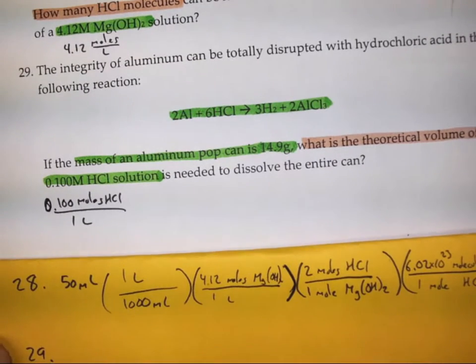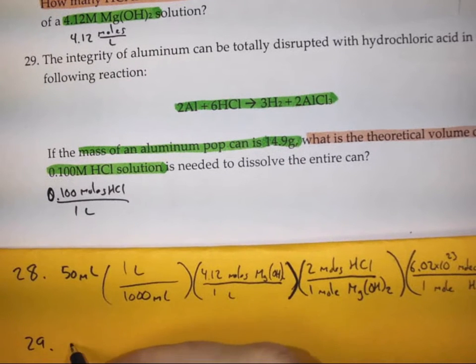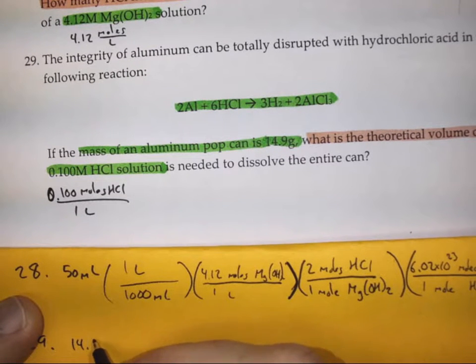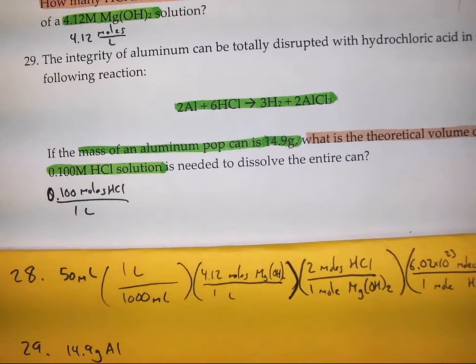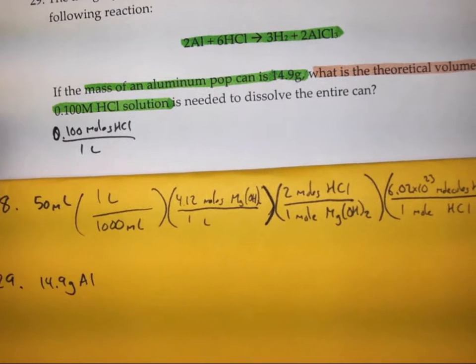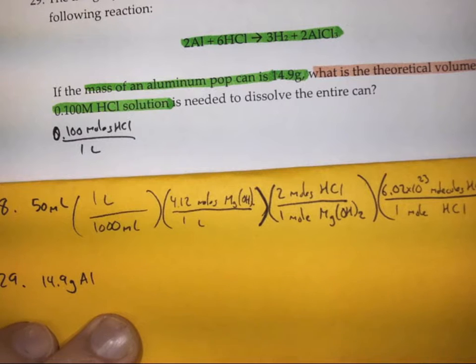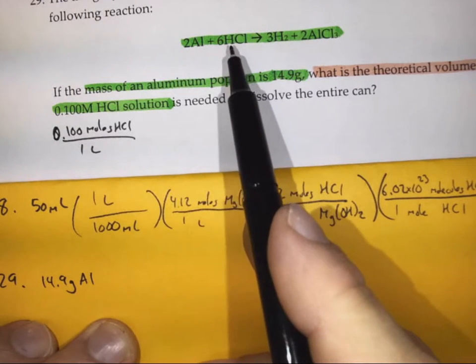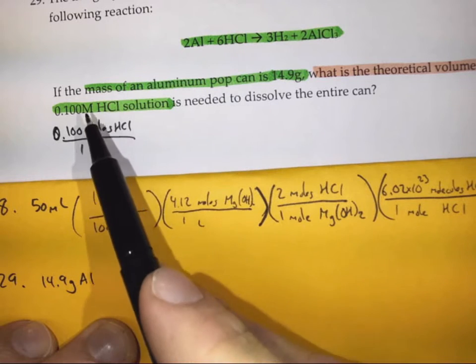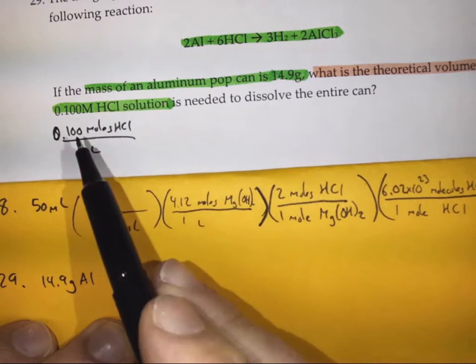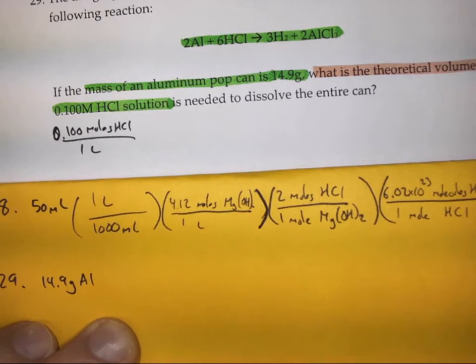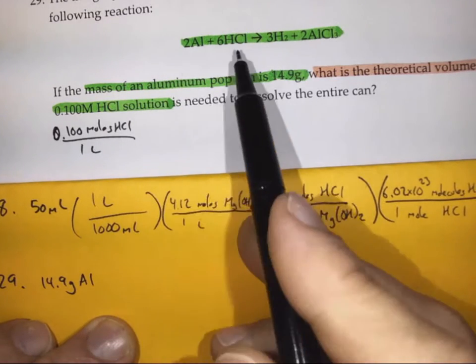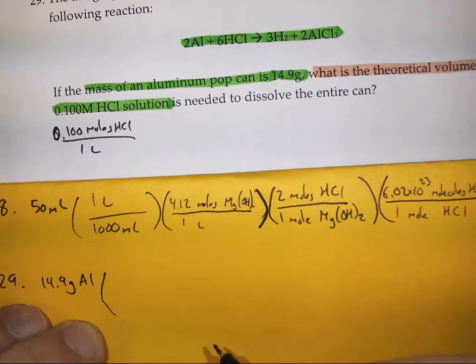All right, so we should start with the can. That's the only thing we're really given. 14.9 grams of aluminum. All right, and we're going to convert that into, well, we've got to go to moles always, and we're going to eventually convert that into how many moles of hydrochloric acid we're going to need. And then we'll have to figure out the volume of the solution we're going to need to measure out. Maybe we can try this in class. I've done this before.